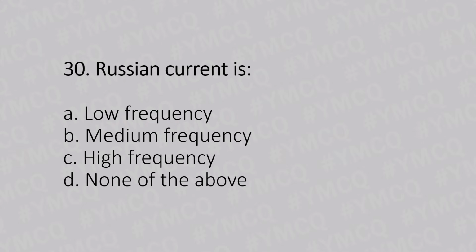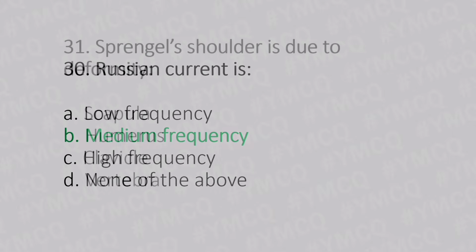Russian current is Option A. Low frequency. Option B. Medium frequency. Option C. High frequency. Option D. None of the above. And the answer is Option B. Medium frequency. Moving to our 31st question.